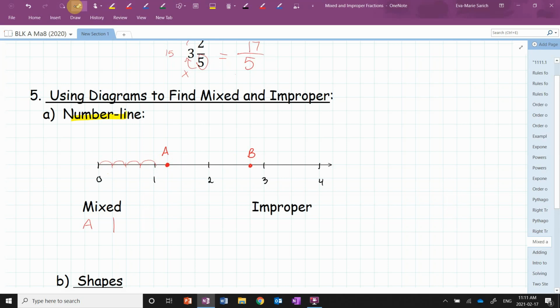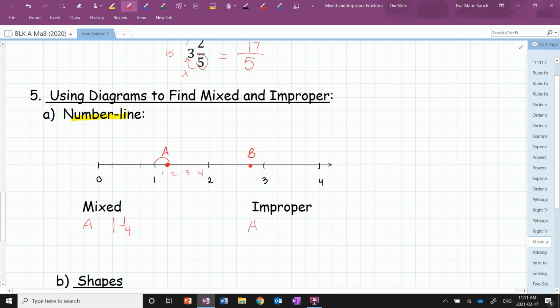Maybe I'll get rid of this so that it's not confusing you. So we've gone 1 whole and then we've gone 1 of the 1, 2, 3, 4 pieces that this, in fact, has been cut into. So 1 whole plus 1 of the 4. So that's 1 1/4. Let's look at the improper version of this.